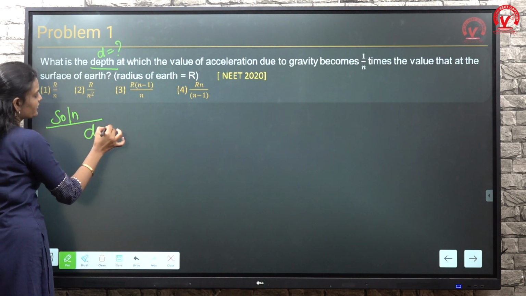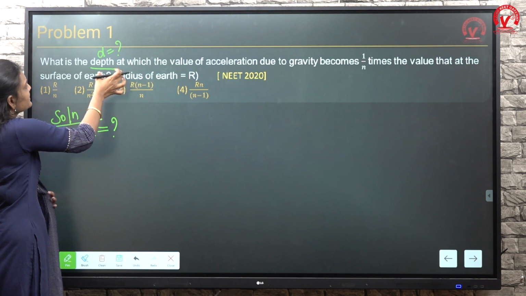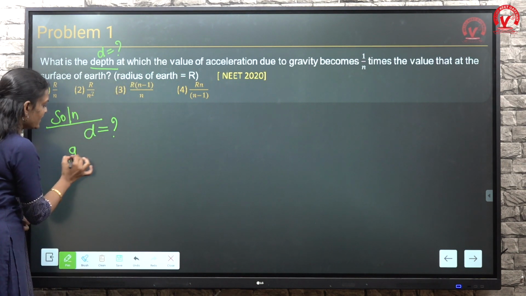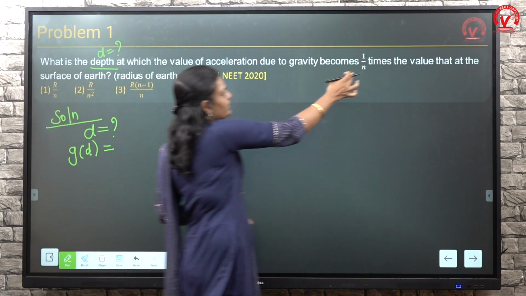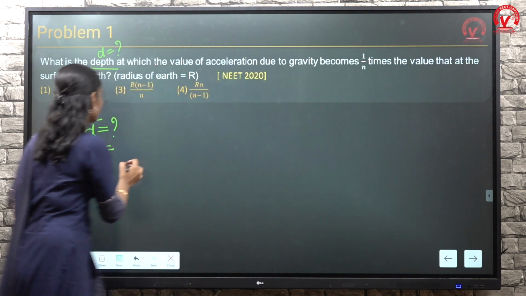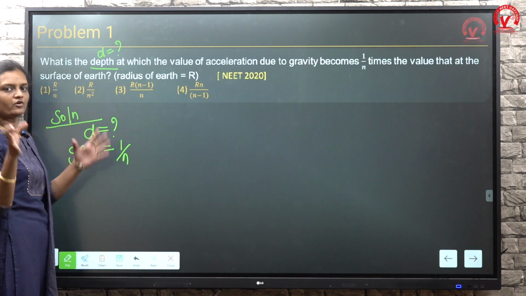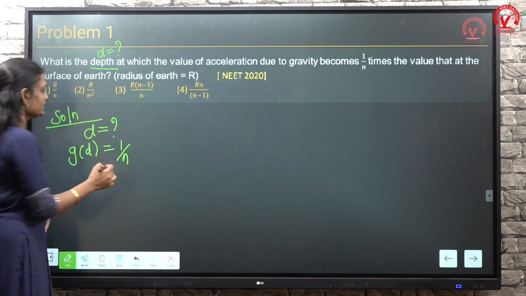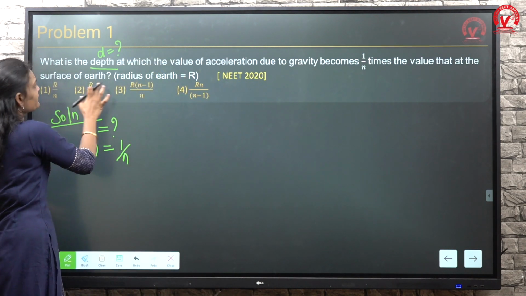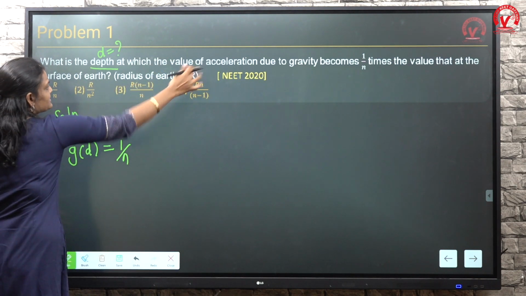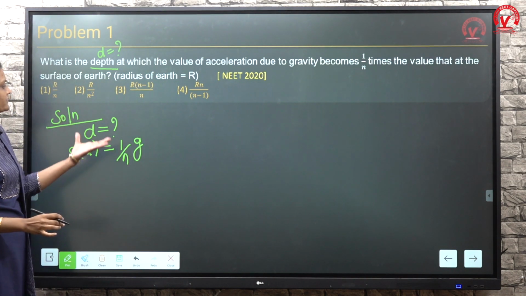We don't know the D value, we need to find the D value. Here they have given g of d equal to 1 by n times. If they give 1 by n times, or 2 times, or 3 times like that, we want to equate the two equations. That is 1 by nth of the value at the surface of the earth.